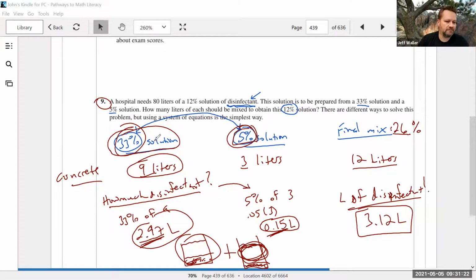Is 12% closer to 5 or 33? 5. So which one of these am I going to use more of? I should end up with more of the 5. See here, I used less of the 5 in this example, and we just took the 33 down a little bit to 26. If I want to get it all the way down to 12%, I'm going to have to use more of this one.